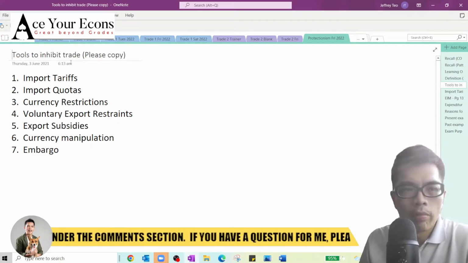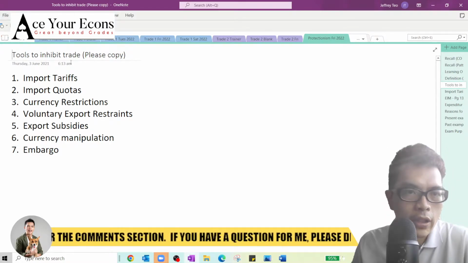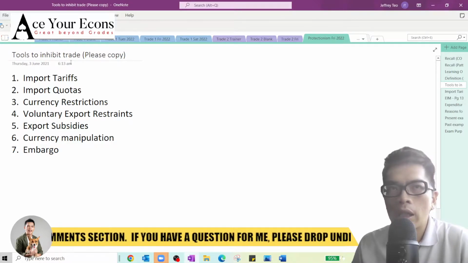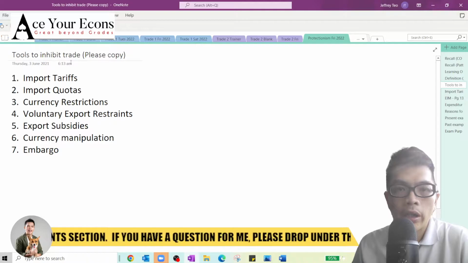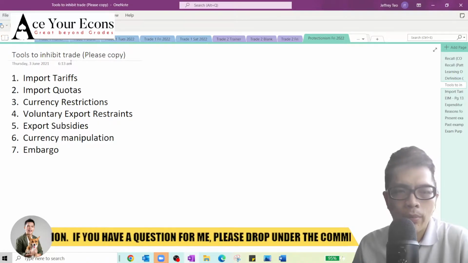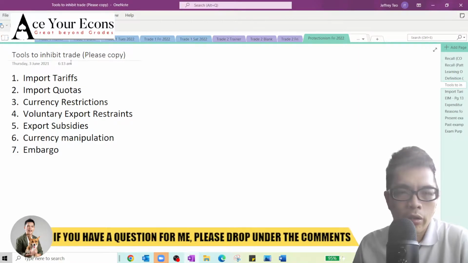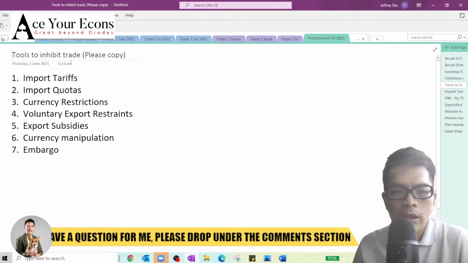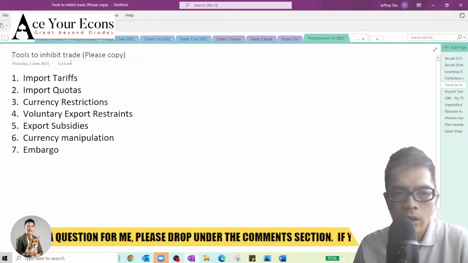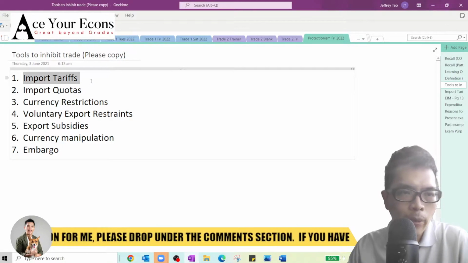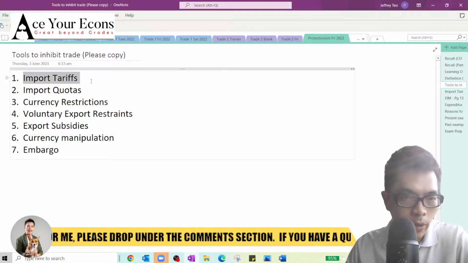Today we'll be looking at import tariffs. An import tariff simply means a tax on imports. Later on I will show you, with a diagram, how imposing a tax on imports is going to drive up the price of imports and lower the quantity demanded for imports. So this one is arguably the most important one. I'm going to bold this, very, very important.